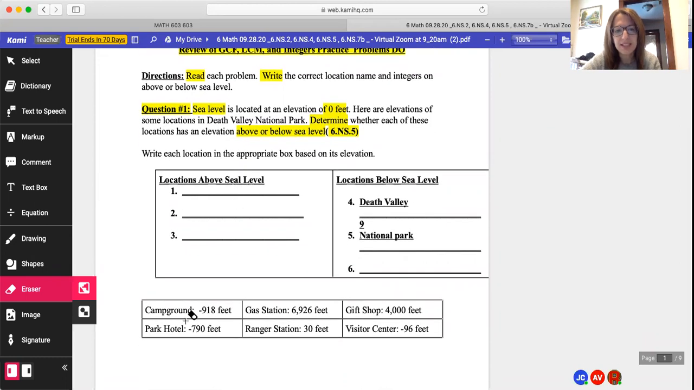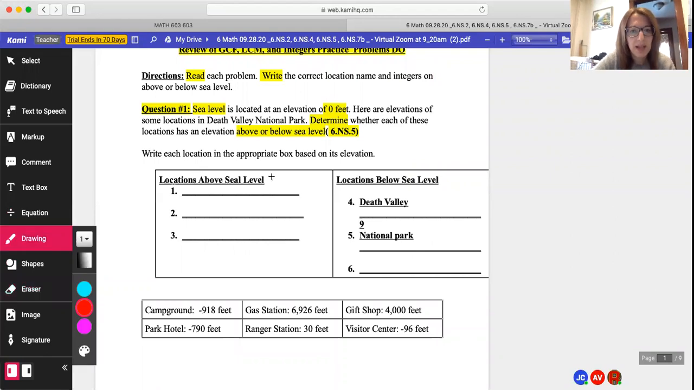So our task is to take what's in the bottom: campground, park hotel, gas station, ranger station, gift shop, and visitor center, and put them if it's above sea level, which is positive, and if it's below sea level, which is negative. So I'm not sure what that is here, but I'm going to show you. When we have positive, it's above, and when we have the word below, it's always negative. So you're going to pay attention to what I am going to write for you.